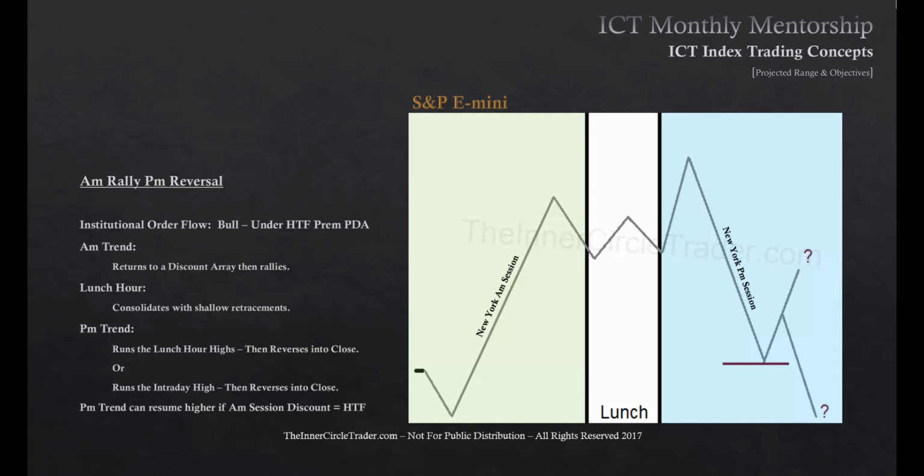But if that New York AM session discount array happened to be a 4-hour or a daily or a weekly discount array, or say an instance of an order block that's bullish from a higher time frame, if it trades back down to it in the PM session, it could reverse there and trade higher and resume going higher. The filter is if it's not a 4-hour or a daily or higher discount array, expect it to trade through it and go lower.